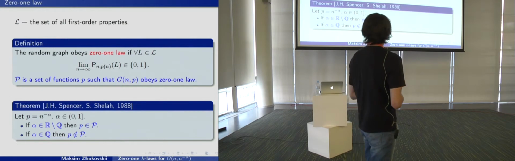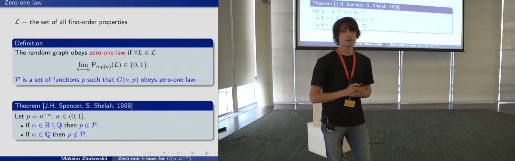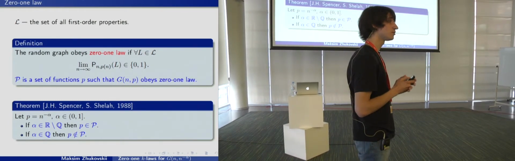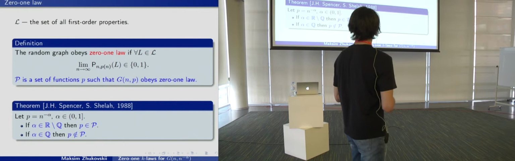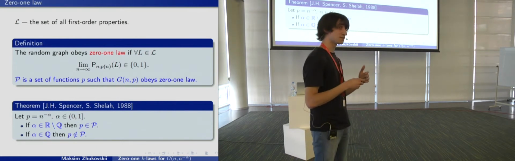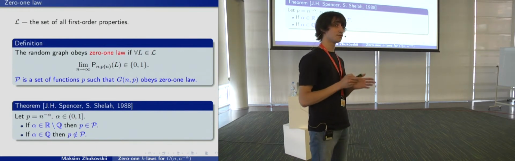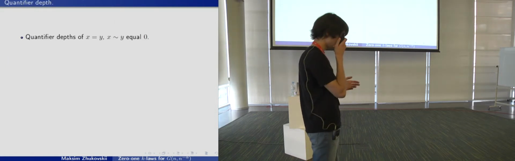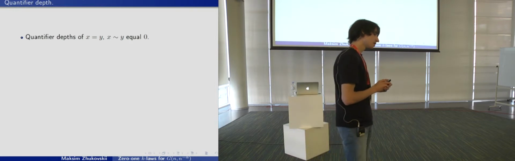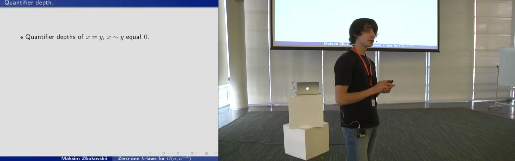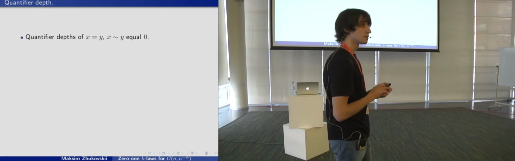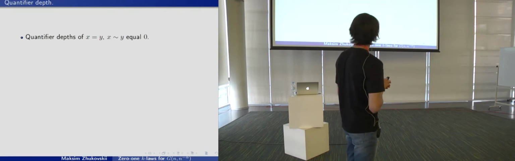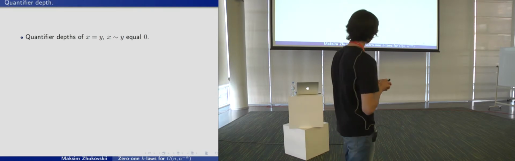Okay, and so the question is, can we consider some subclass of all first-order properties such that alpha is rational from this interval, but the 0-1 law holds for this smaller subclass? And the answer is the following. We can bound the quantifier depth of the formulas, and then we will find some rational alpha from the 0-1 interval such that the 0-1 law holds.